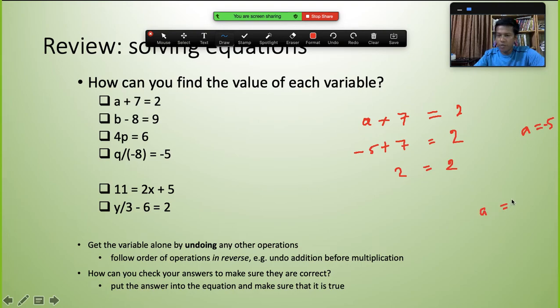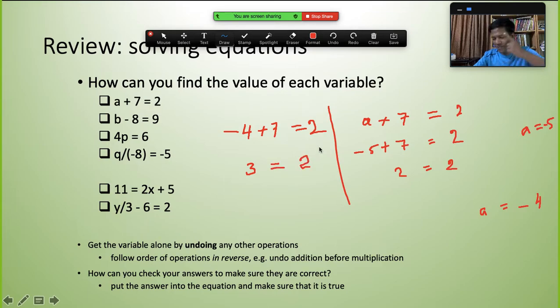Suppose you get a equals to minus 4, because it's a wrong answer, so it can be anything other than minus 5. Anything is wrong answer in this question. So you put minus 4 here. Minus 4 plus 7 equals to 2? And you see this is actually 3. Minus 4 plus 7 equals to 3. Then this equals to 2.